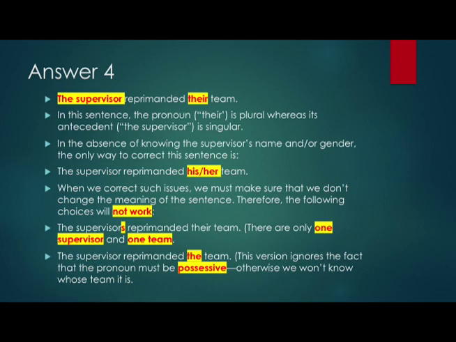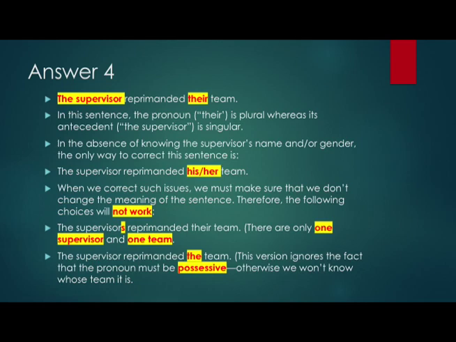One thing we have to be very careful with when we correct grammatical issues is that we don't change the meaning of the sentence. For that reason, the following two choices will not work. "The supervisors reprimanded their team." The meaning of the sentence is that one person is reprimanding a group of people who work for him or her. So this is not a general statement, and we can't just make that plural. We're not talking about multiple supervisors representing their teams. There's only one supervisor and one team. So this will not work.